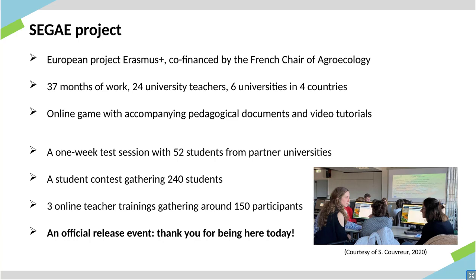The project lasted for 37 months and united 24 university teachers from 6 universities: the University of Bologna in Italy, the University of Agriculture in Krakow in Poland, the University of Liège Gembloux Agro-Bio Tech in Belgium, Oniris Vet School in Nantes in France, ESA Angers in France as well, and Agrocampus West in Rennes, France. So three French schools united by the French chair of agroecology and three European partners.